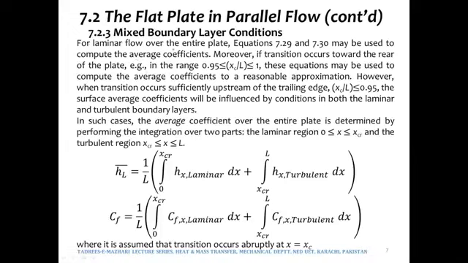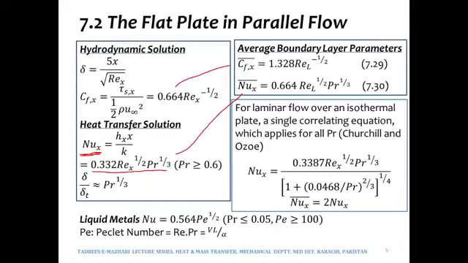It says for laminar flow over the entire plate, over the whole plate, equations 7.29 and 7.30 may be used to compute the average coefficients. So we had seen 7.29 and 7.30 over here, which were the expressions for the average values of the coefficient of friction and Nusselt number for the laminar flow over the entire isothermal plate.